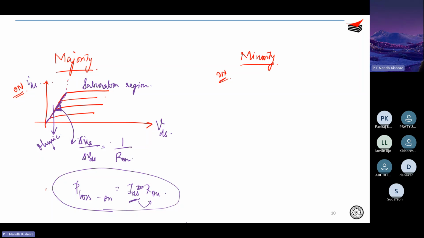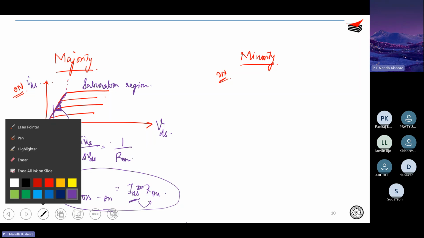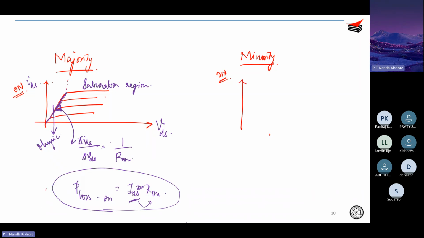On the contrary, for minority carrier devices, you have a similar VI curve, correct? So you have a similar curve. For example, if I take IGBTs, that is collector to emitter voltage, and you have the collector current, right? So you will be having characteristics something like this. Okay.